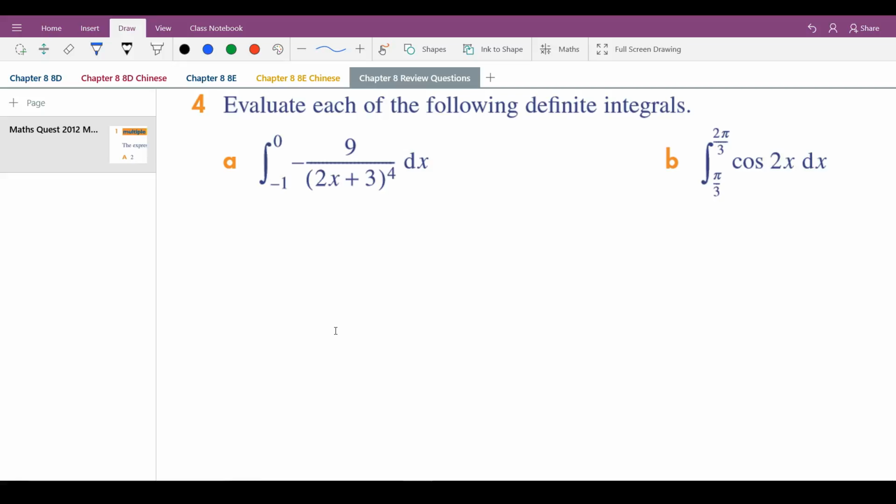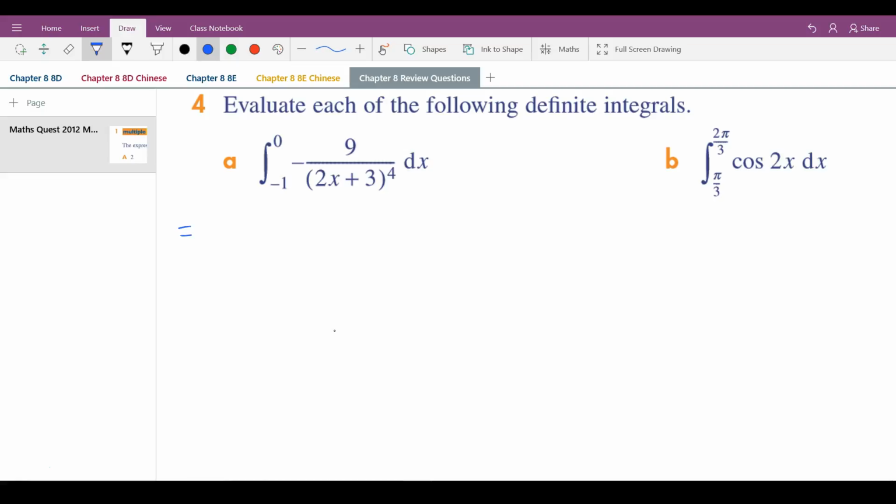Okay, question 4. Finally, it's not multiple choice anymore. It's just simply evaluate. Evaluate just means calculate, just find the values. That's what evaluate means, right? Find the value. Okay, so let's go.